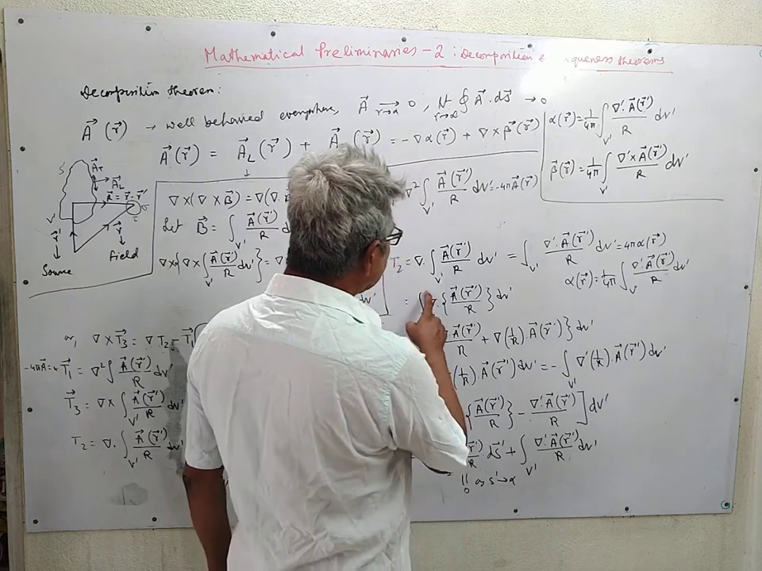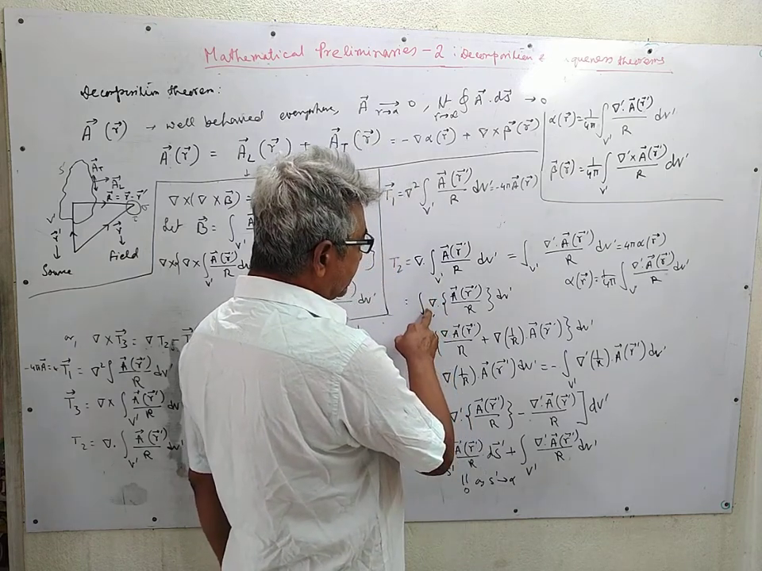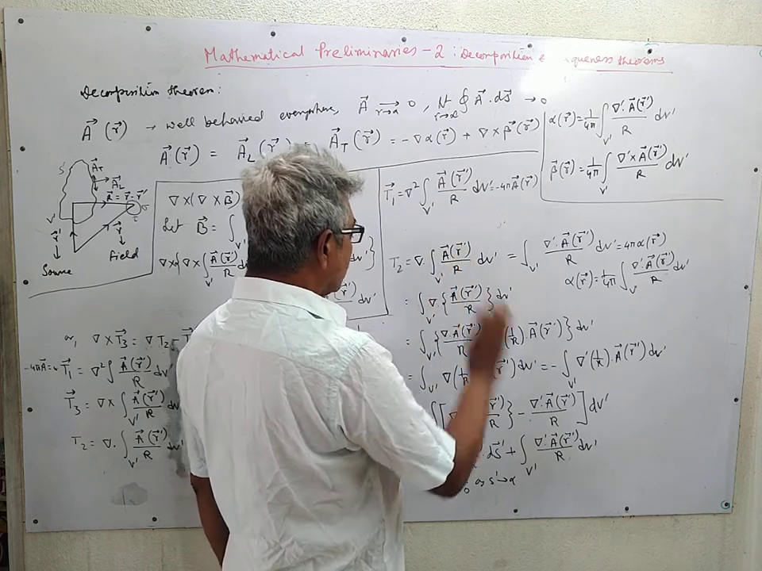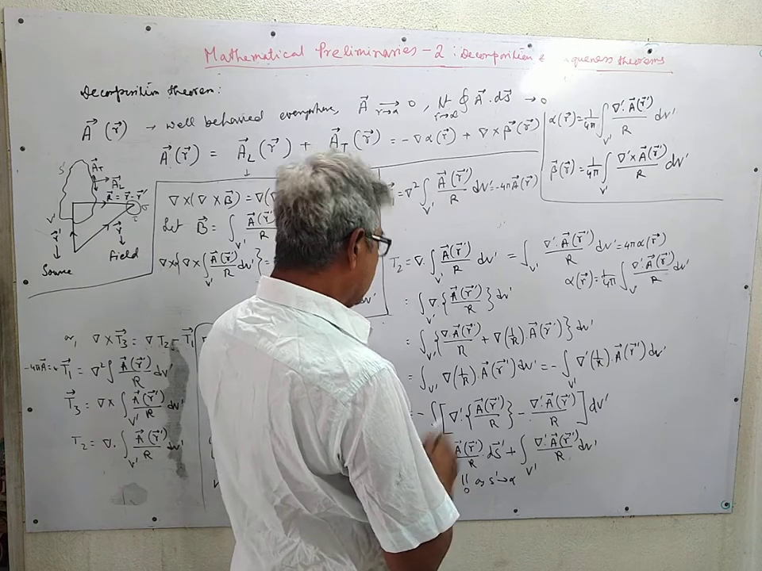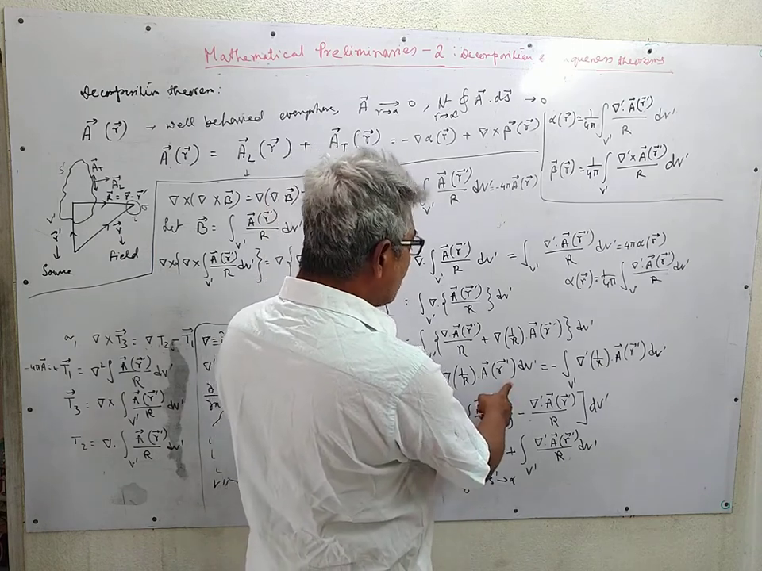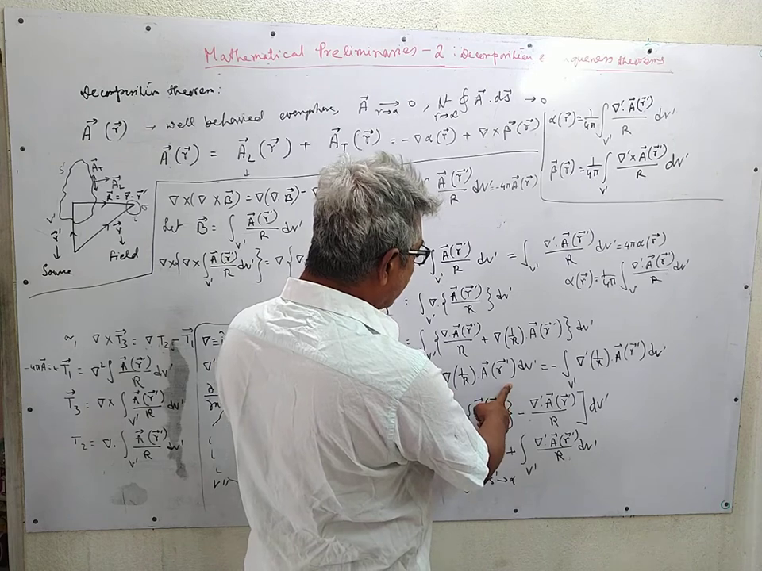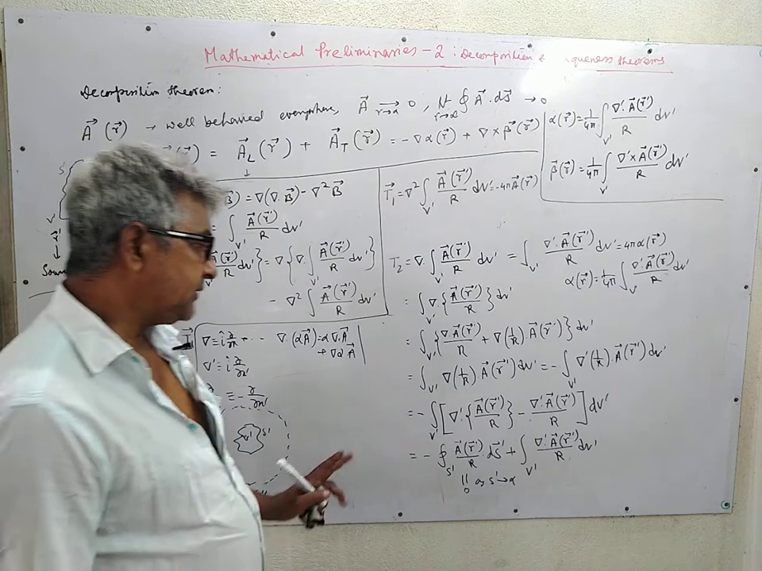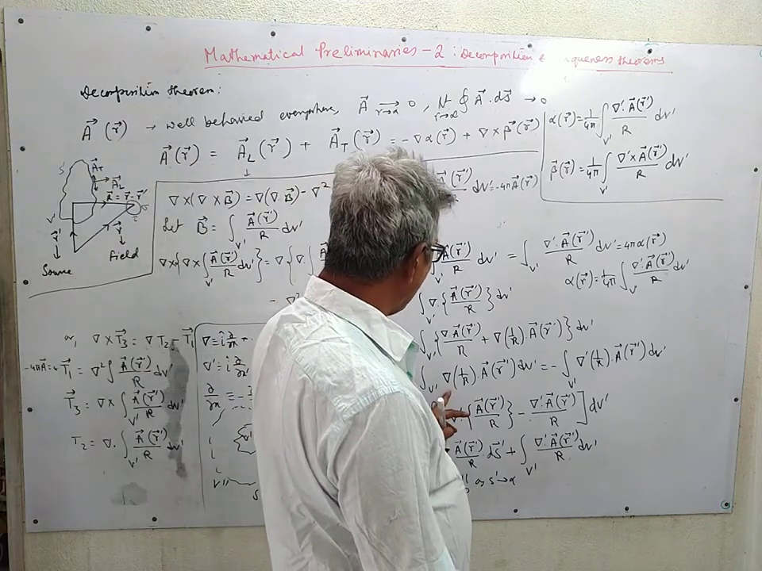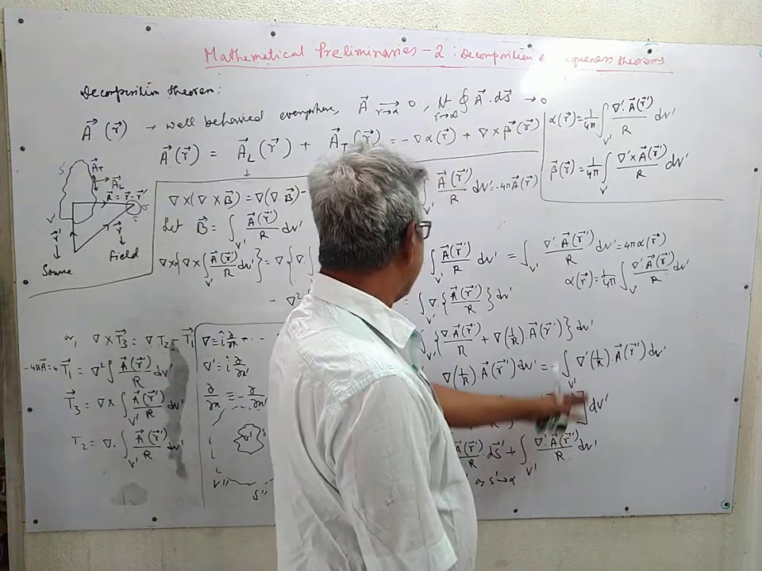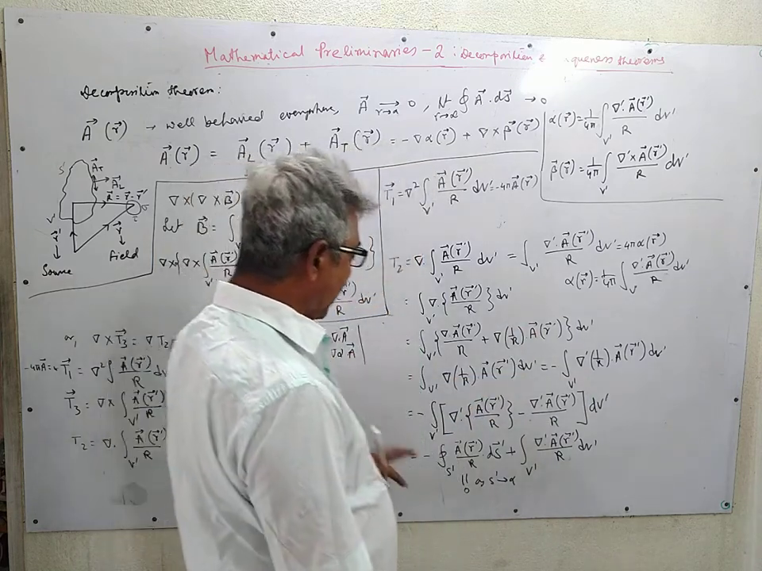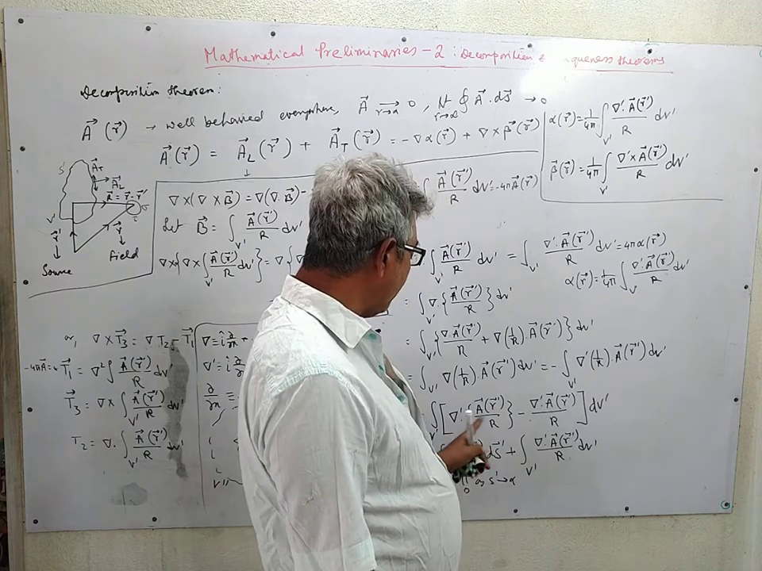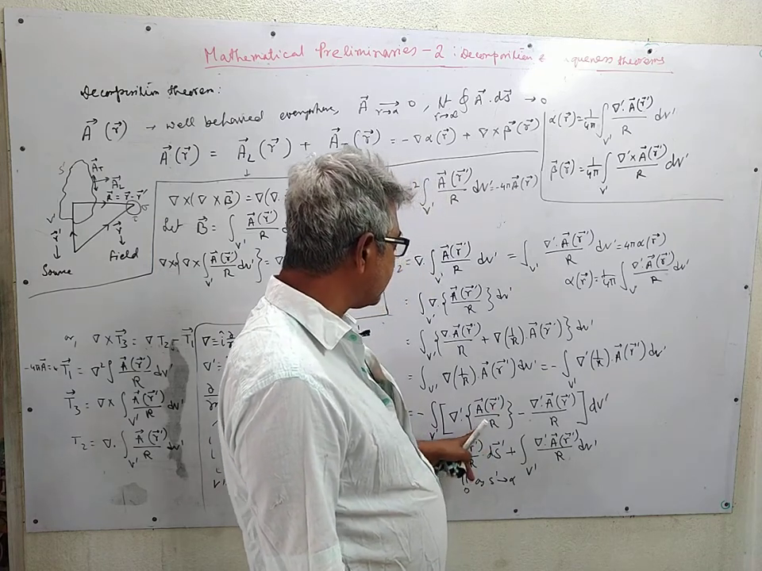and since differentiation with respect to field coordinate does not operate on A, which is the function of source coordinate, we get this relation. Then, to enable us to use vector theorem, we have replaced the differentiation with respect to field coordinate by that with respect to source coordinate, and again used this vector identity, and finally we have used the divergence theorem to convert this part into a surface integration.